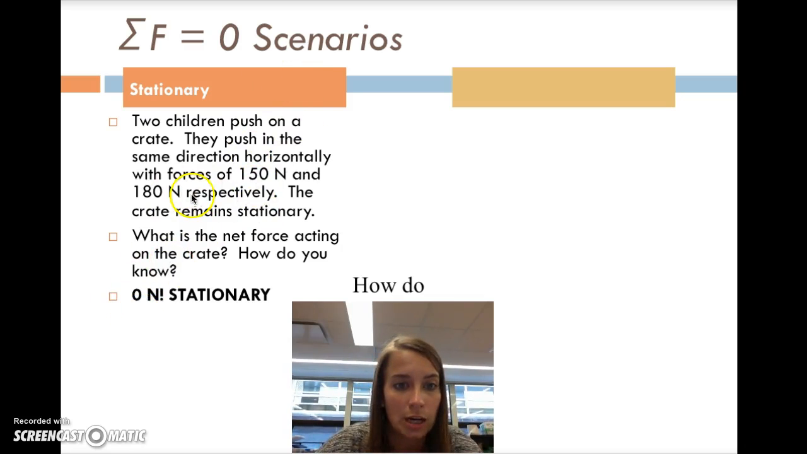If they're both pushing on it, how come it's not moving? What could be holding it in place? Most likely it's friction. They can't overcome the force of friction acting on the crate.